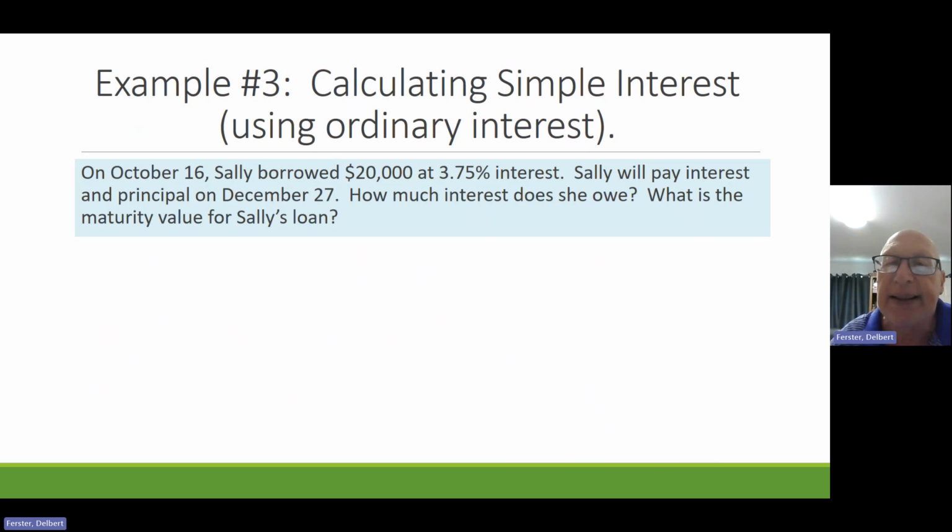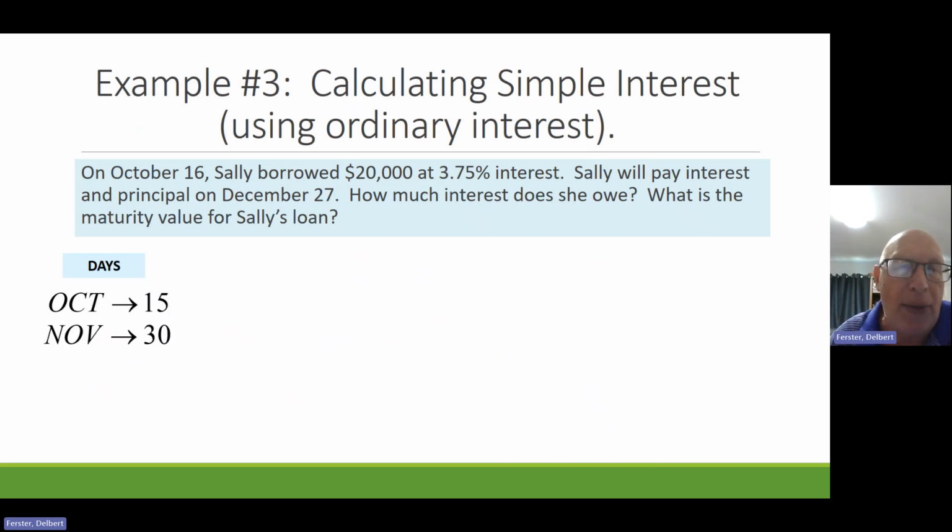An example for ordinary interest, we got a borrow of $20,000 at 3.75%. The date that the loan is initiated was October 16th. It's going to be paid back on December 27th. Let's attack the days. All right, so for October, you may remember 31 days in that month. Knock off the first 16. So 31 take away 16 is how that 15 showed up.